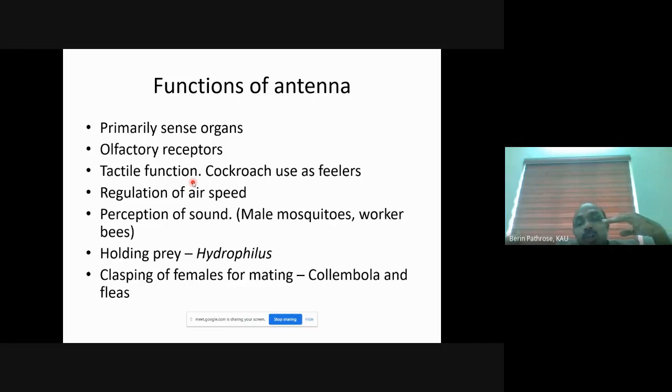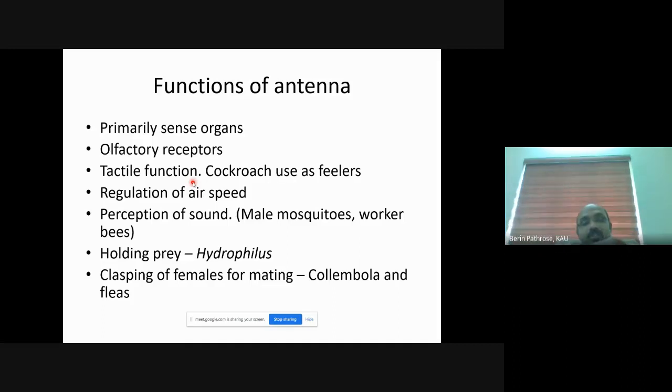If the wind is blowing against the flying insect, the antenna detects the air speed which is blowing against it. And if the air pressure is high, it turns back and moves backward. That's why the desert locust, 2 weeks back, the desert locust infestation reached almost Maharashtra.